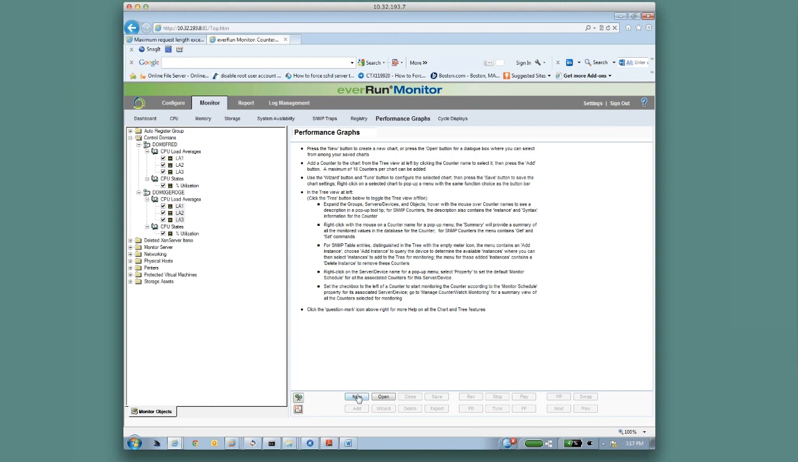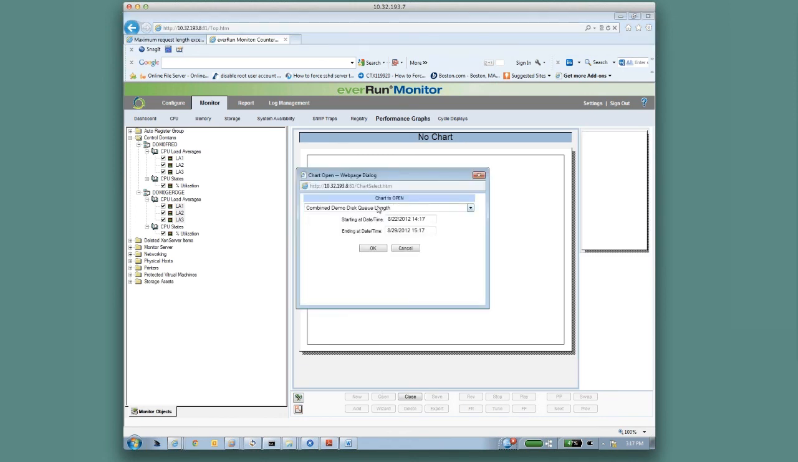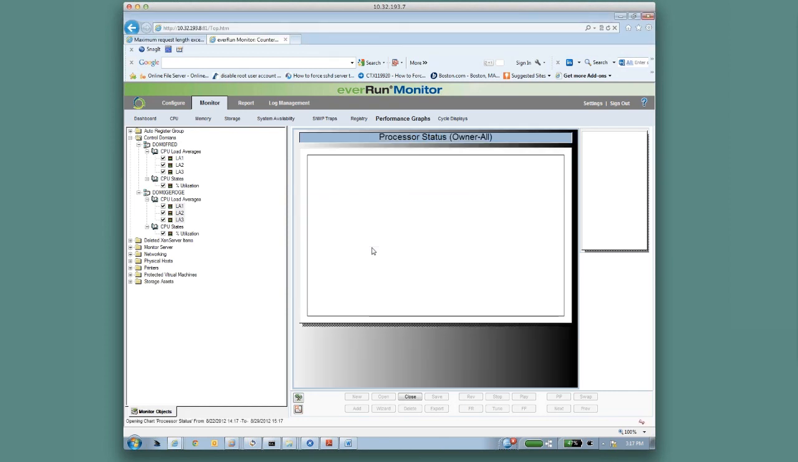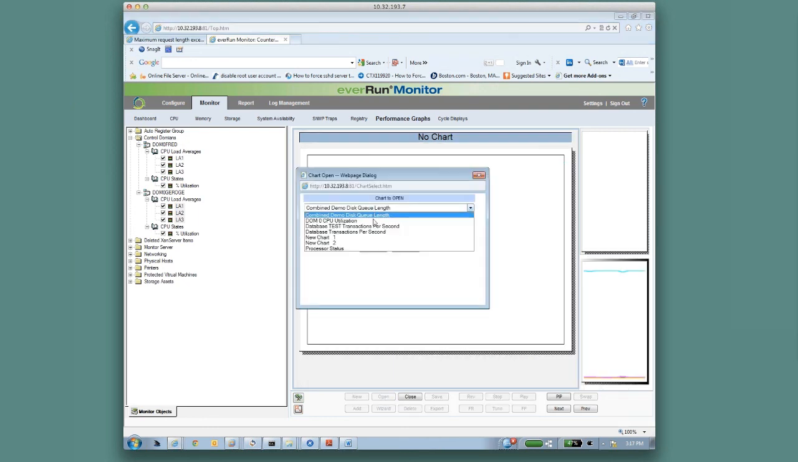So in this case, I've developed a couple of charts, and let me go ahead and open one up here that shows you things like processor status for a given set of virtual machines, and it's going to render what the processor utilization looks like. This is for a given virtual machine, but I could do it across my environment. In this case, I'm doing it for combined demo. If I'm interested in what the average disk queue length looks like, I can look here at combined disk queue length for combined.